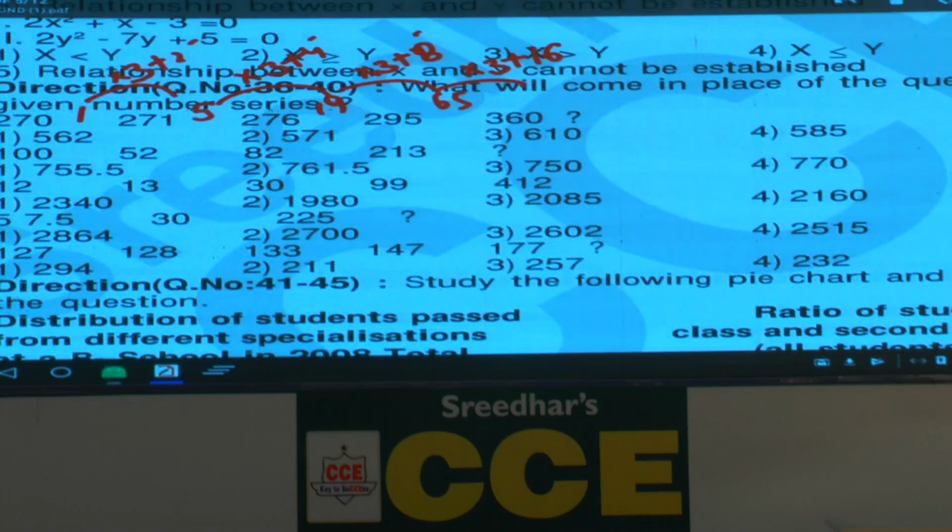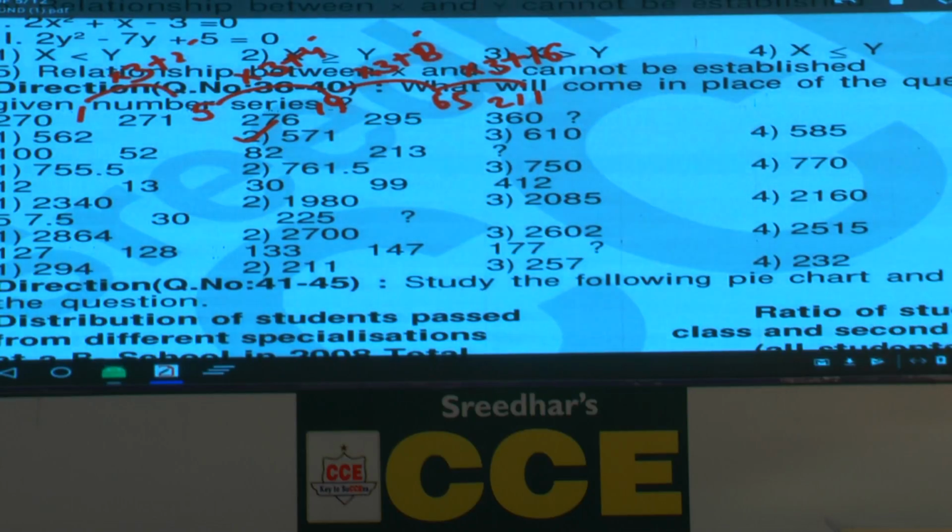And so, how much should be added to this one? 211 plus 360. Then tell me what is the number here? 360 plus 211 is 571, that is choice 2 is the answer. Now, the differences between the numbers are of the form into 3 plus 2, into 3 plus 4, into 3 plus 8 and into 3 plus 16 and so on. Question number 36, choice 2.